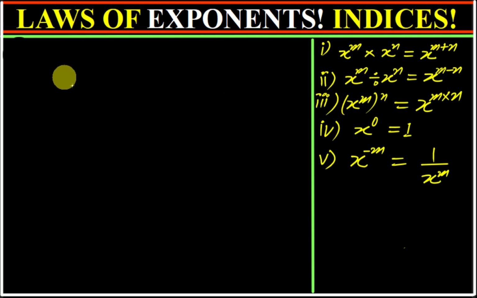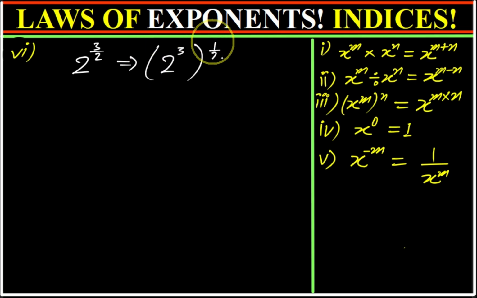Now next, what if we have a power in the form of a fraction? Like if we have 2 raised to the power 3 upon 2, something like this. What does it mean? It can be written like this: 2 raised to the power 3 and then power 1 by 2, or we can write it as 2 raised to the power 1 by 2 and overall power 3. These both are the same.